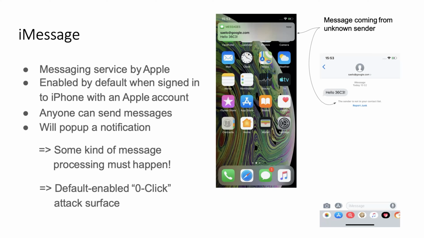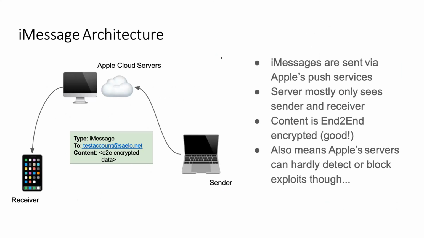So how could we exploit the iMessage vulnerability? First, let's have a brief look at the iMessage architecture. In terms of the architecture, you have an Apple Cloud server, and then the sender and receiver are connected to these servers. Content is end-to-end encrypted, so this also means that Apple can hardly detect or block these exploits, because they are encrypted.